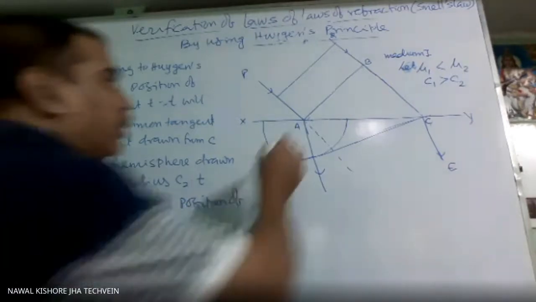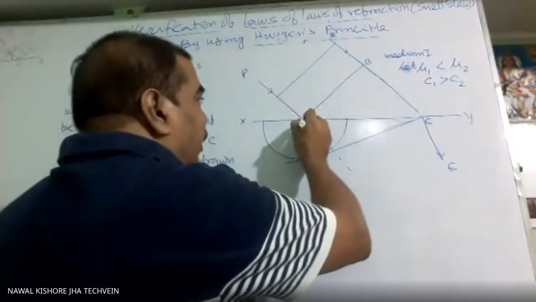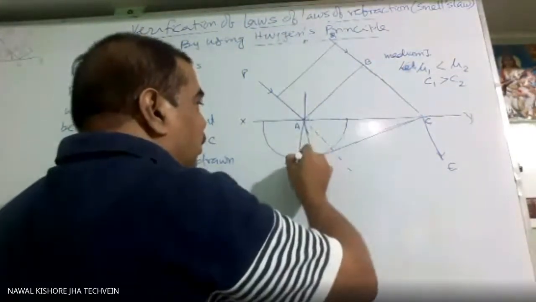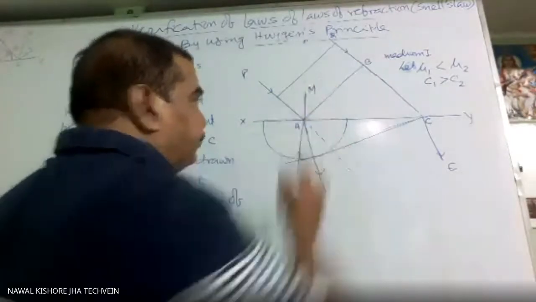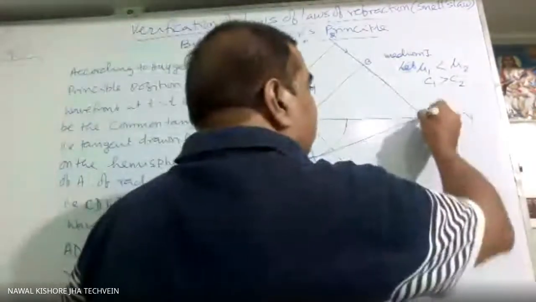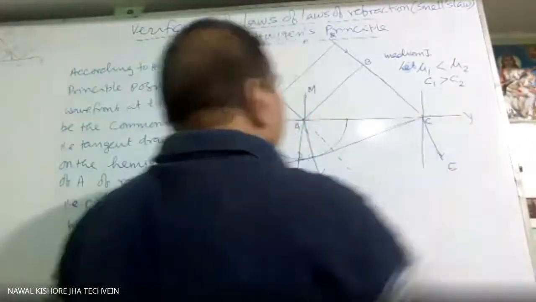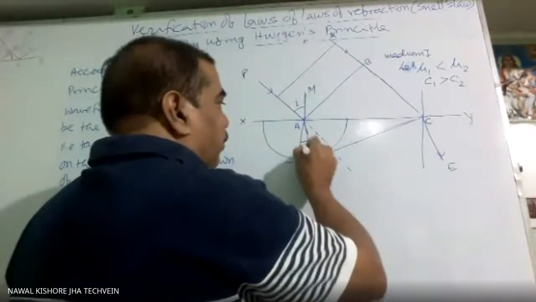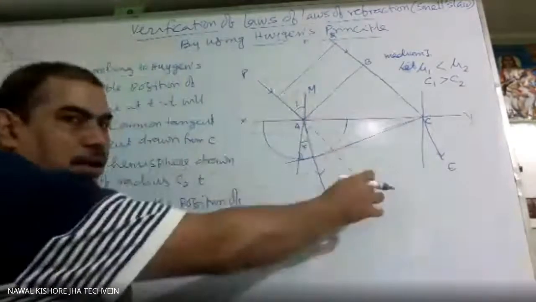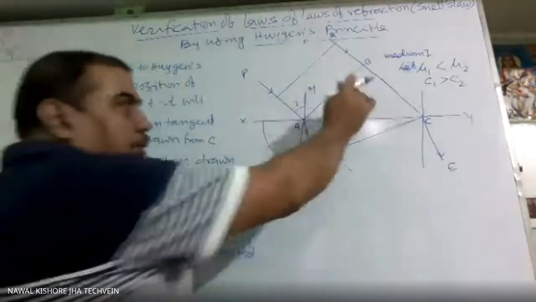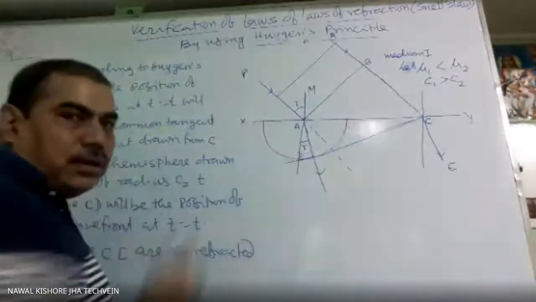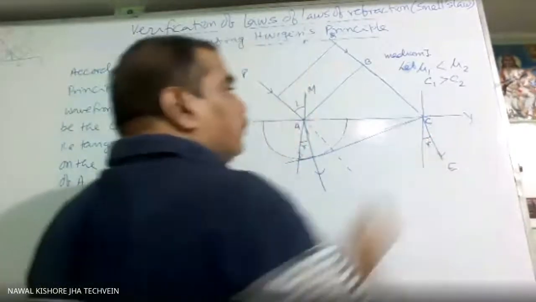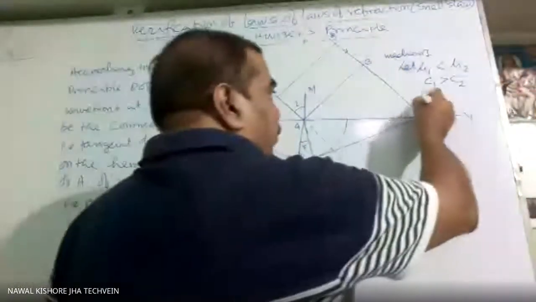Now in the same way, we will draw the normal. From point A, we are drawing the normal, maybe this side also, and this side also we are taking. So this is the angle of incidence, this is the angle of refraction. This was the original ray, this is the deviation. As we have considered, it is coming from rarer to denser, so it is bending towards the normal. So here also, this is the angle of refraction, this is the angle of incidence.